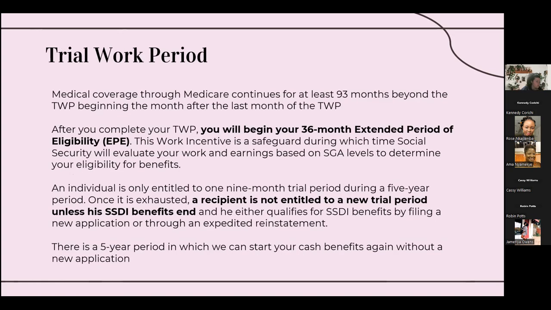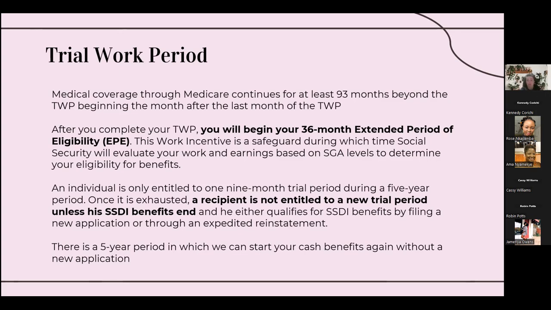Okay. So trial work period. This has to do with SSDI, Social Security Disability Income, right? It's that trial work period. It's a 9-month period, right? Doesn't have to be consecutive. It's 9 months really within a 60-month period. So it allows recipients to engage in a work trial for at least 9 months, not necessarily consecutive.